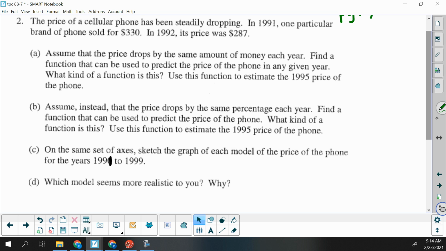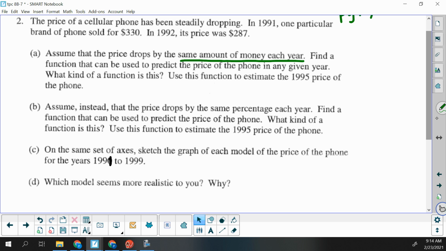So we've got cell phone price has been steadily dropping. In 91, there was a brand that was sold for 330. In 1992, its price was 287. Assume the price drops by the same amount each year. So it goes down by a set amount the first year, then that same number of dollars the next year, then the same number of dollars the year after that.